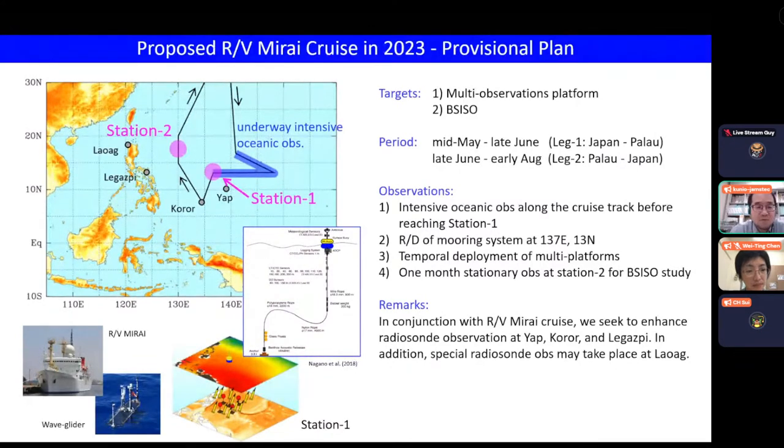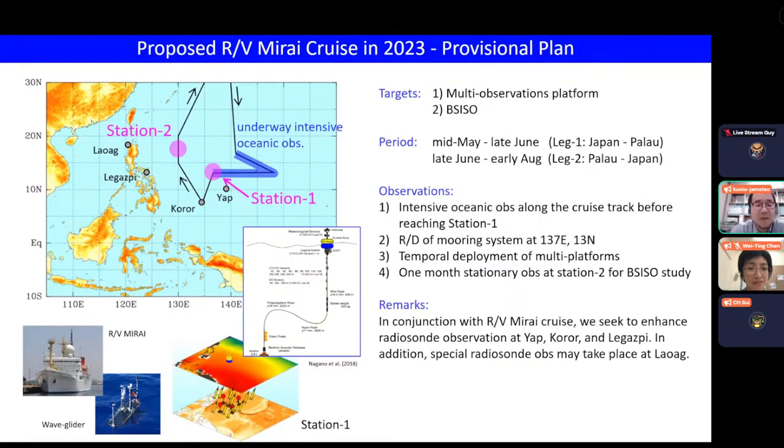During this cruise, we try not only to maintain this buoy, but also to deploy several new technologies, including some gliders. We deploy them to try to establish the measurement system around this region. This is just a trial, mainly meant as a contribution to the TPOS project.